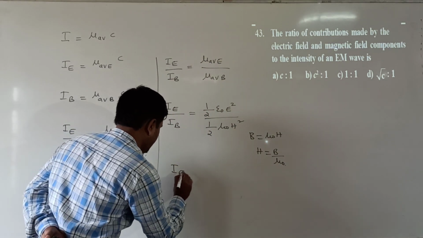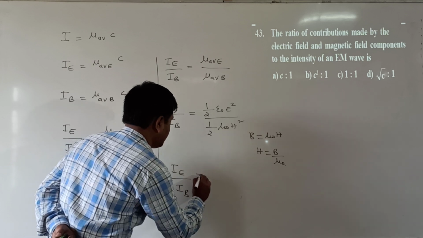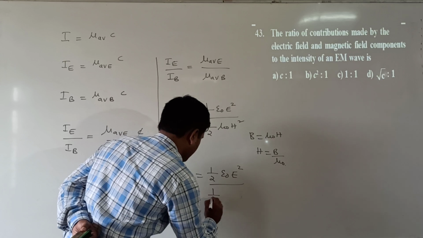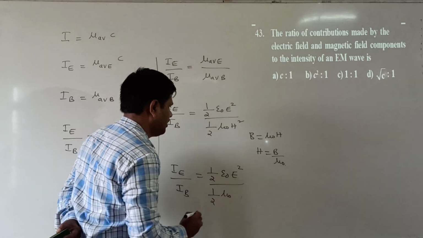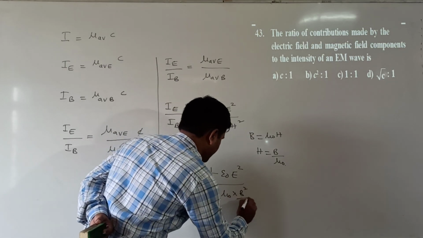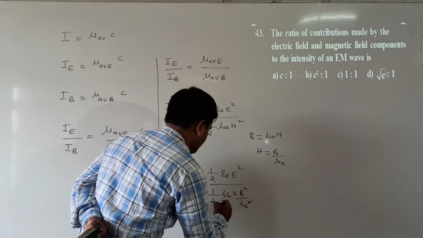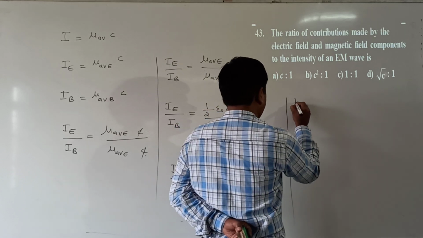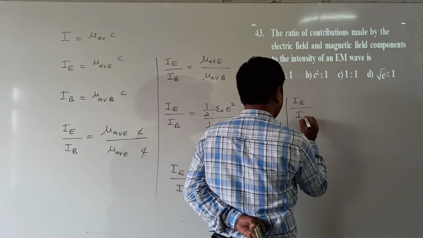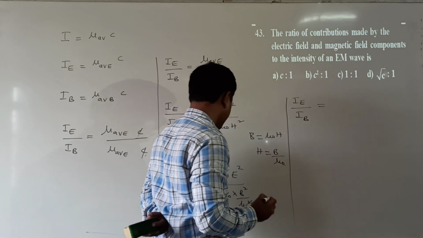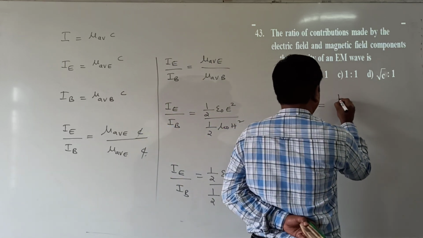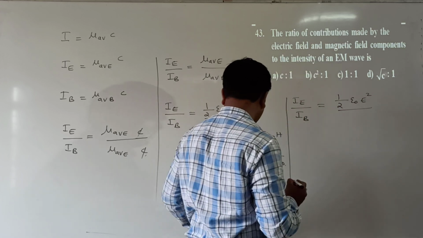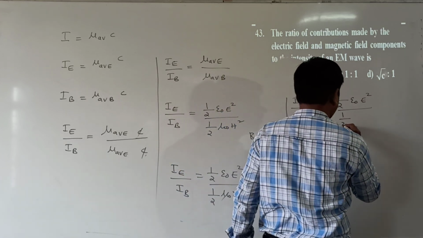Now I_E by I_B is equal to half epsilon naught E square by half mu naught B square by mu naught square. Here mu naught also gets cancelled. Now what we are getting is I_E by I_B equal to half epsilon naught E square by half B square by mu naught.